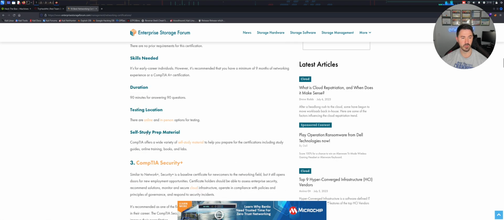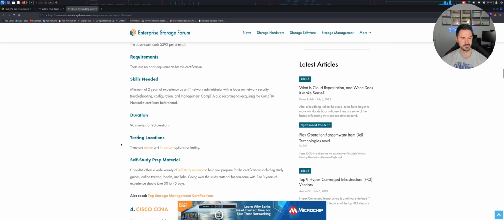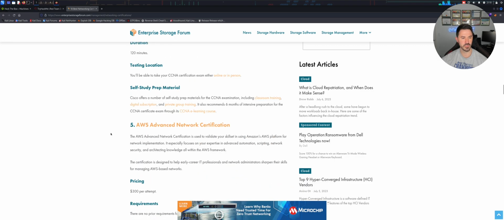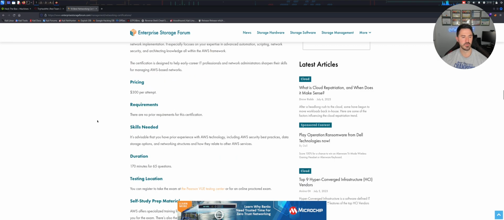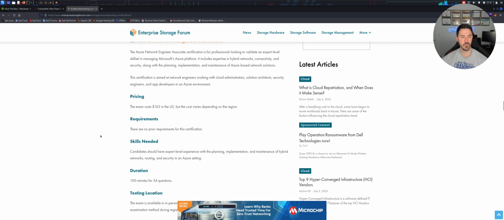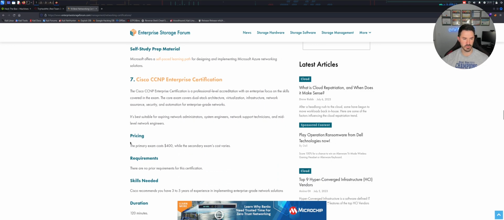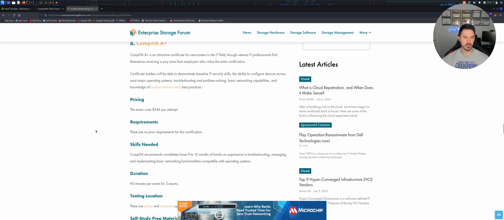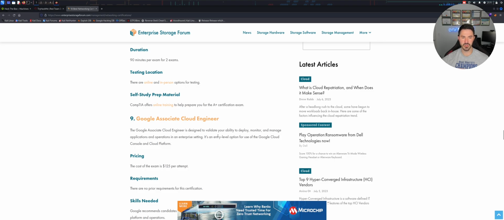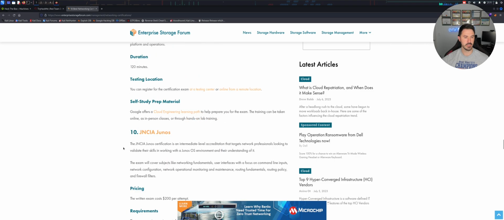Network Plus we went over, Security Plus we went over, CCNA we went over, AWS we went over, Azure we went over. CCNP is pretty much the next one, maybe an intermediate level certification, where you learn about Cisco technology at the professional level. And A Plus we went over, my favorite. Google Associate Cloud, where you learn about the Google platform, Google Console. And Junos, another one if you want to get into Juniper.